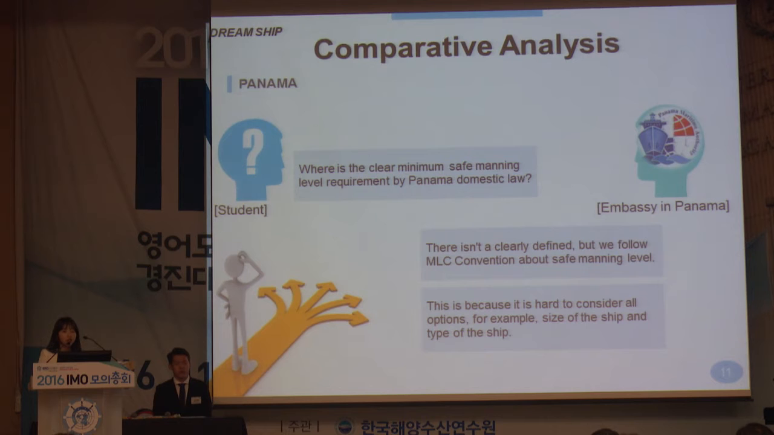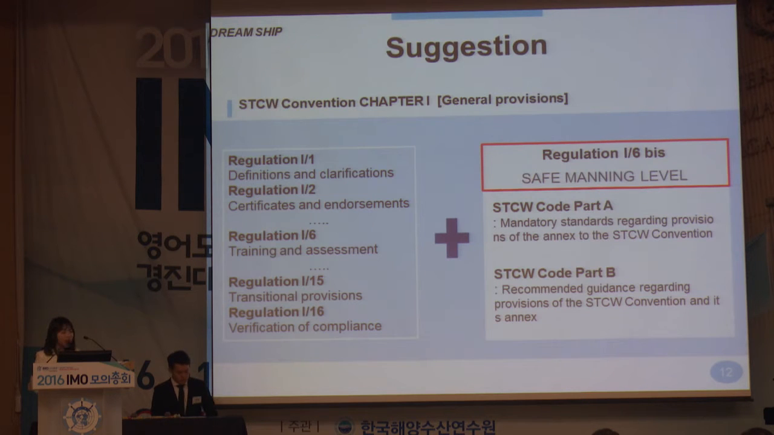As a result, according to our comparative analysis on the same manning level of selected countries, we can find that there is a considerable difference in the level, and it can contribute to seafarers' fatigue, and this problem has also led to marine accidents. So our suggestion is to add a new Regulation I/6, safe manning level, to the STCW Convention Chapter 1 general provisions. It is to establish the minimum standard on safe manning level at the international level.